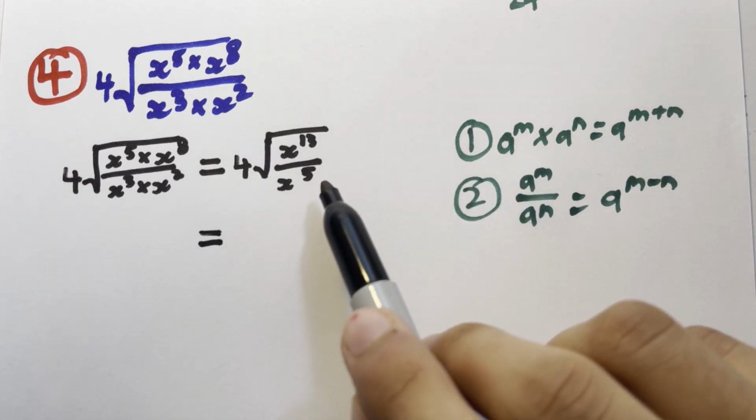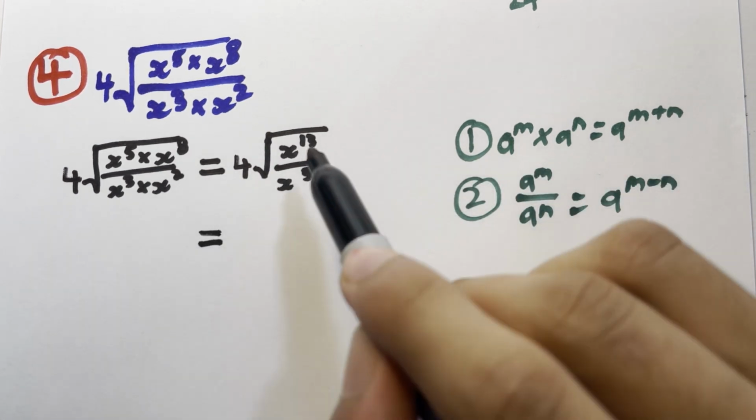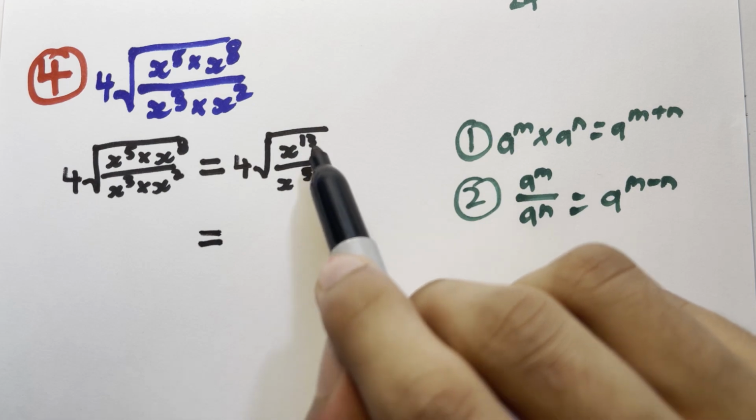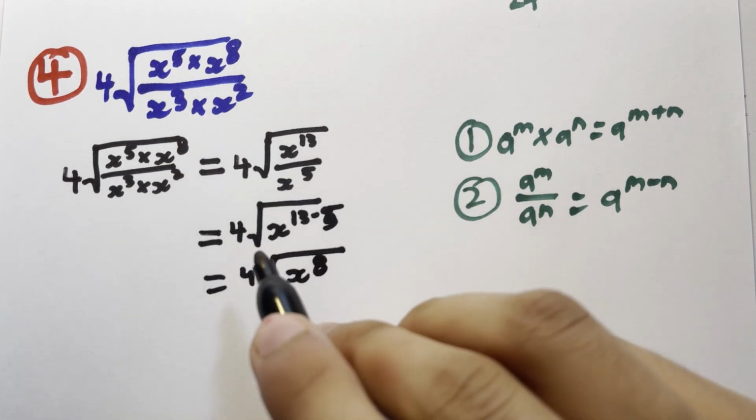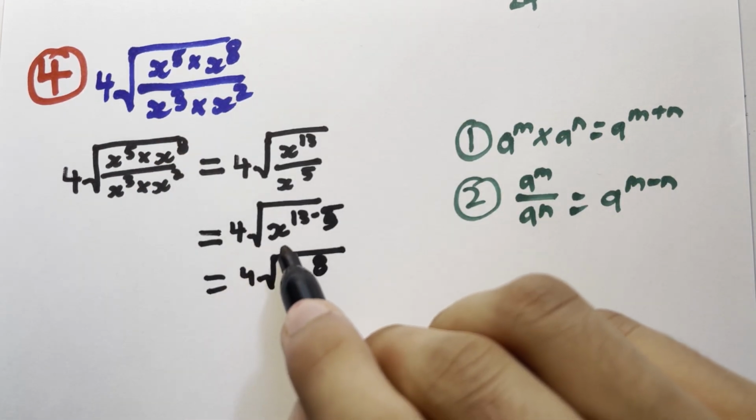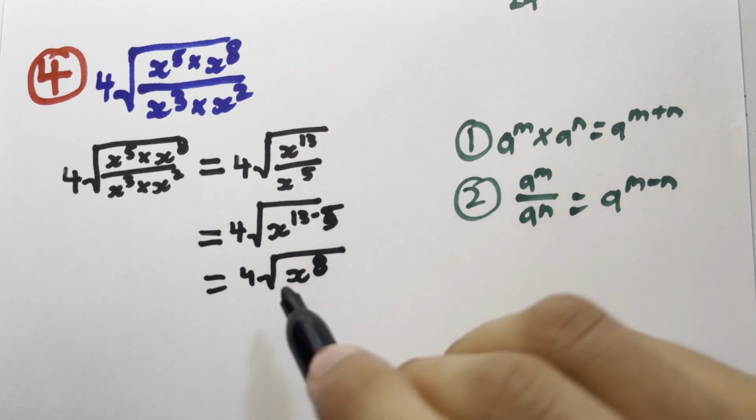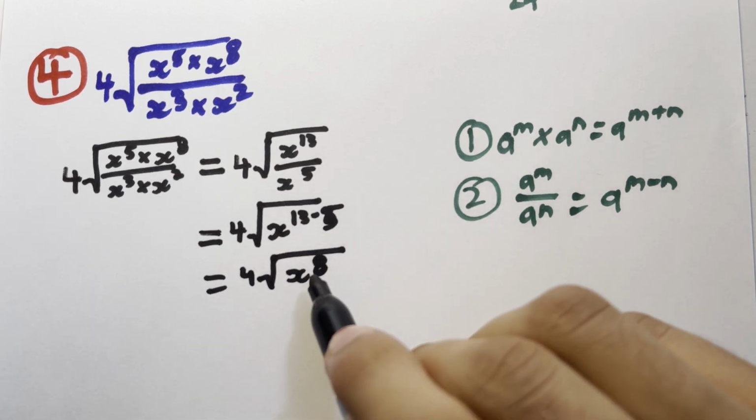Since we're dividing exponents here, we can use our second rule to realize that we can just subtract the second exponent from the first since the bases are the same. So we can rewrite this as the fourth root of x to the power of 13 minus 5, which leaves us with the fourth root of x to the power of 8.